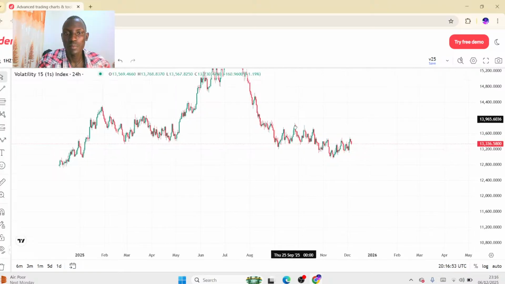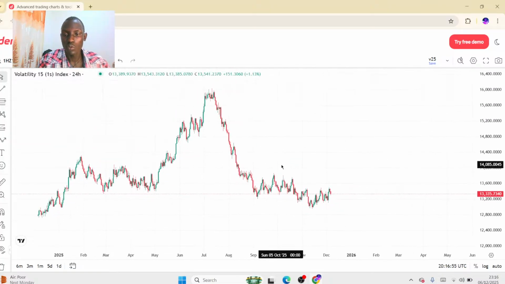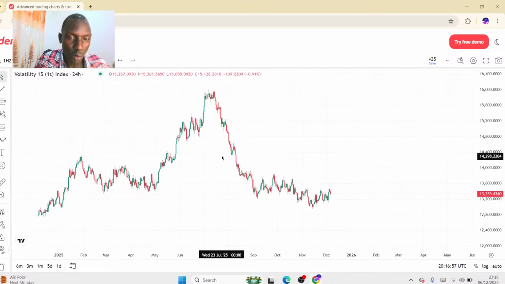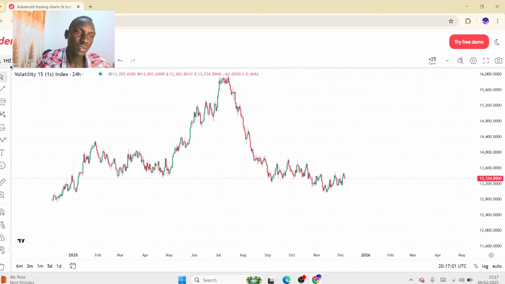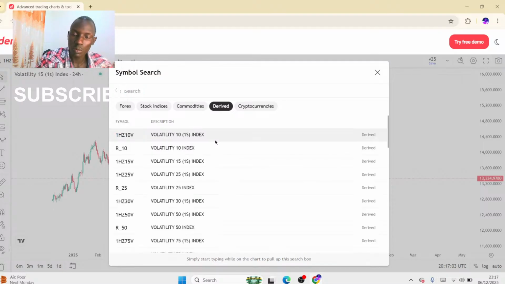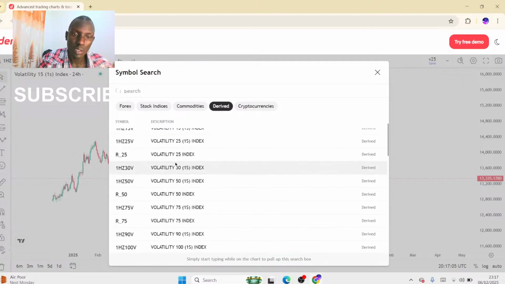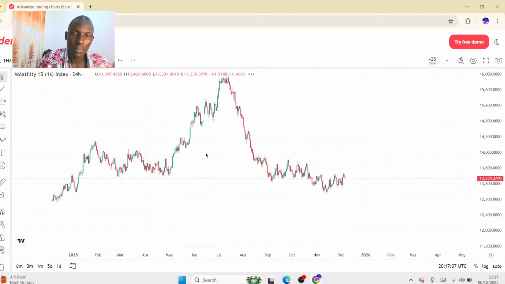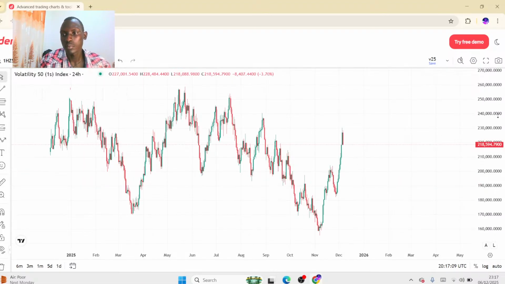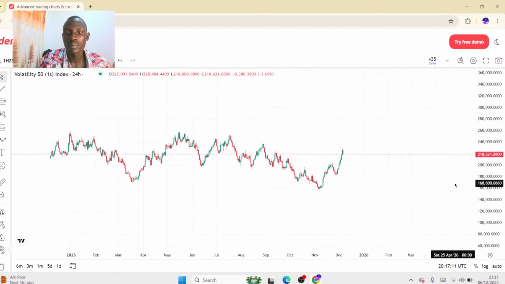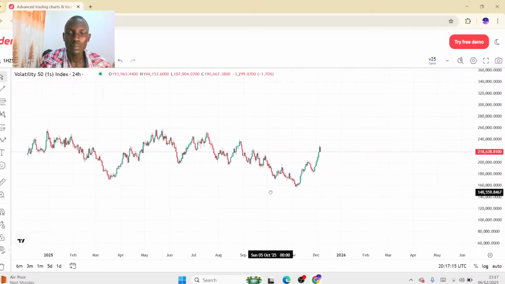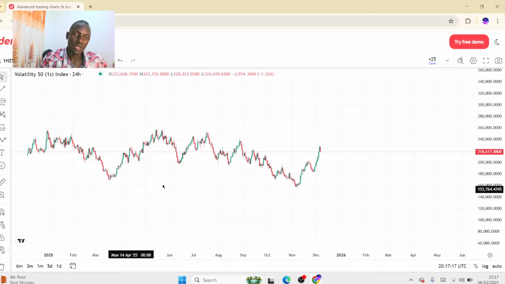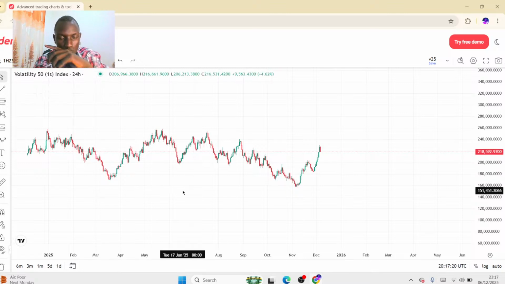Here in volatility, we can draw our trend lines or our demand and supply zones. So I'm looking for a good setup. We analyze a good setup. Yes, so we are going to take this trade here.